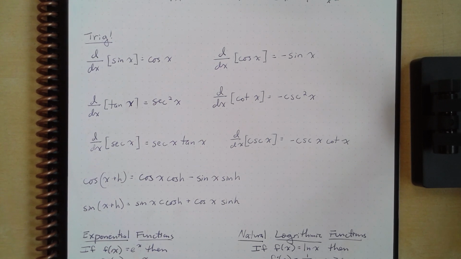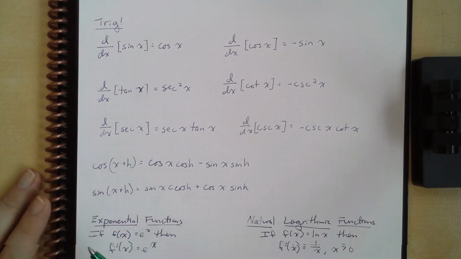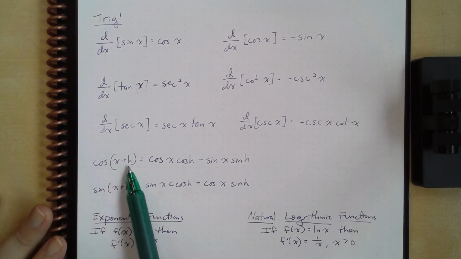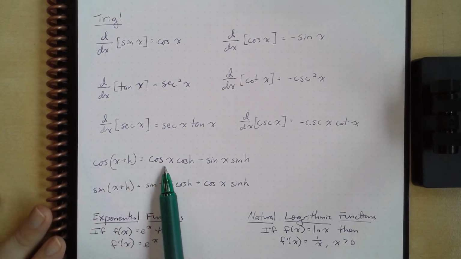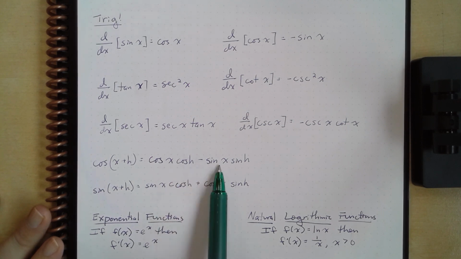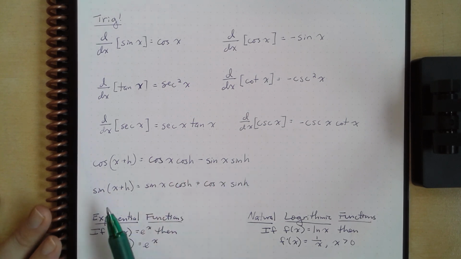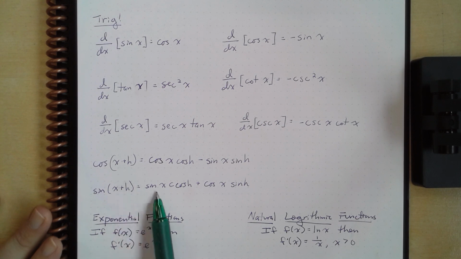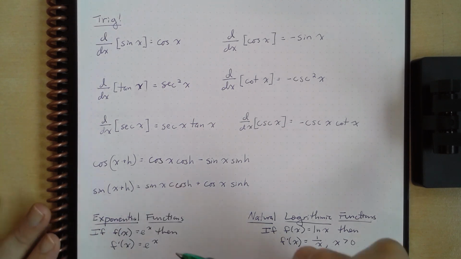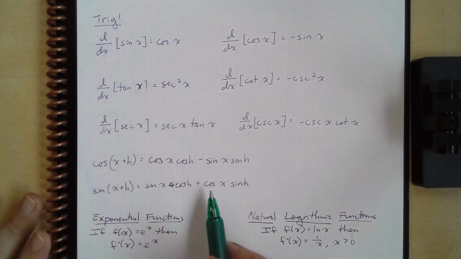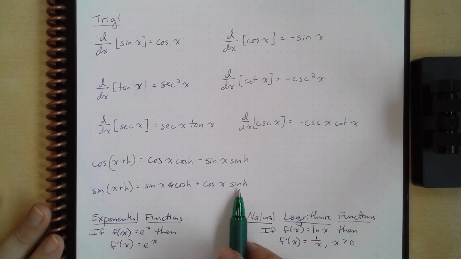I don't have a great way to remember these. You just kind of have to do it. And then finally, something to note. The cosine of x plus h is equal to cosine of x cosine of h minus sine of x sine of h. And sine of x plus h is equal to sine of x cosine of h plus cosine of x sine of h.